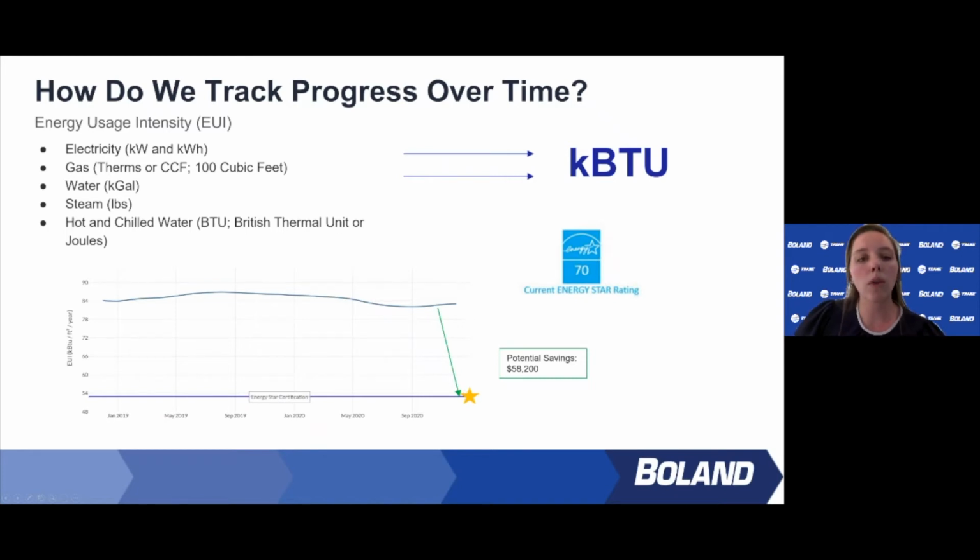So having this goal in mind allows you to plan and figure out how you get there, and knowing what potential savings there are can help you also finance a project. So seeing here, there's almost $58,000 by reaching your score. You can think about, if you invest in a project, this can help your payback. And that way you're reaching your Energy Star score, but also saving money and investing in your building.